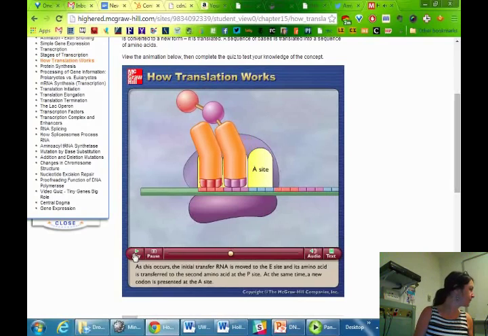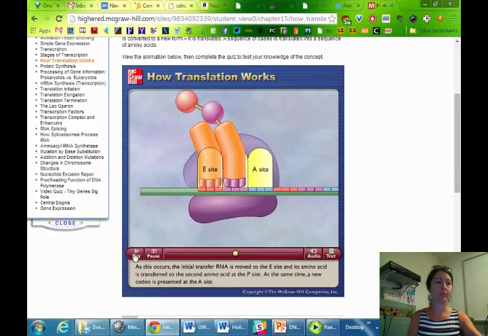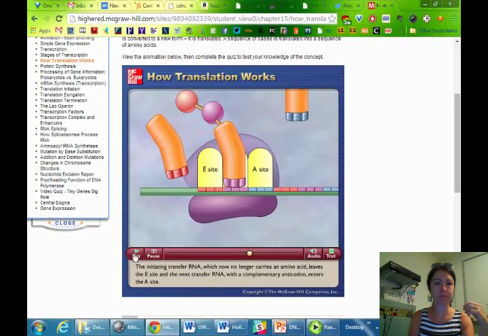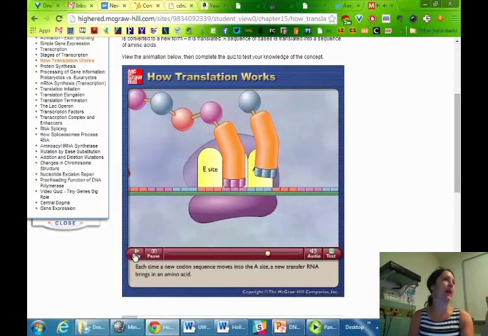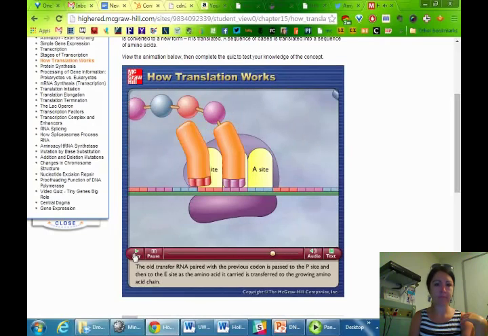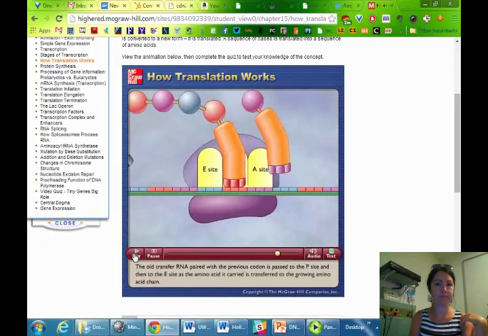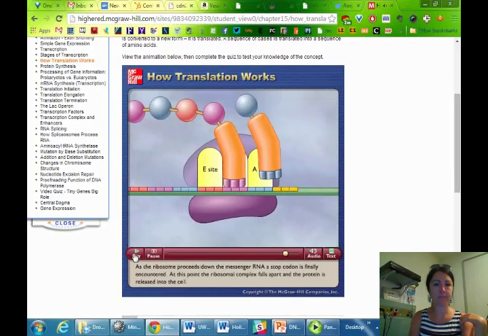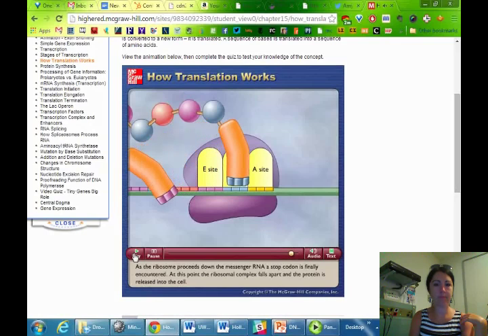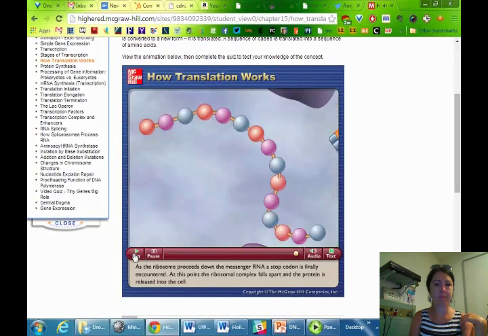Nucleotides at a time. As this occurs, the initial transfer RNA is moved to the E site, and its amino acid is transferred to the second amino acid at the P site. At the same time, a new codon is presented at the A site. The initiating transfer RNA, which now no longer carries an amino acid, leaves the E site, and the next transfer RNA with a complementary anticodon enters the A site. Each time a new codon sequence moves into the A site, a new transfer RNA brings an amino acid. The old transfer RNA, paired with the previous codon, is passed to the P site and then to the E site, as the amino acid it carried is transferred to the growing amino acid chain. As the ribosome proceeds down the messenger RNA, a stop codon is finally encountered. At this point, the ribosomal complex falls apart and the protein is released into the cell.